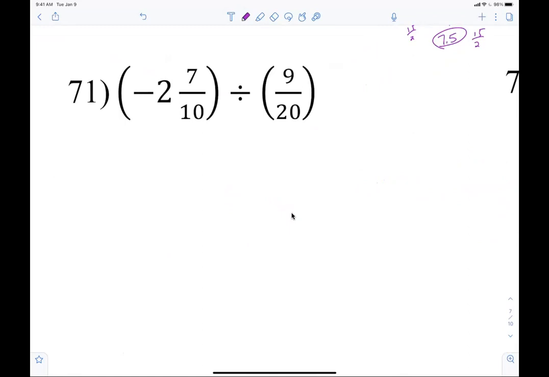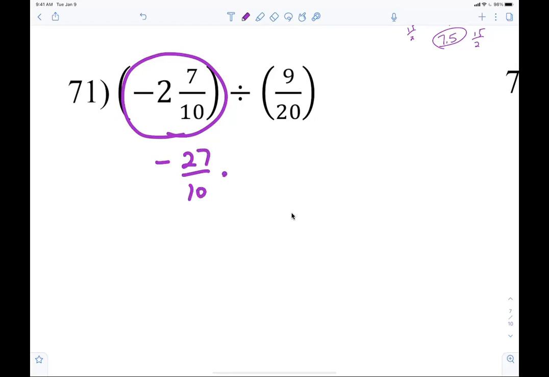Well, you do -2 and 7/10 times 20/9. Whoa, whoa, whoa. We got to change to improper first. Addition and subtraction, we don't change to improper, but multiplying and dividing, we do. So what's that going to become? 27/10. Right? And then times 20/9.